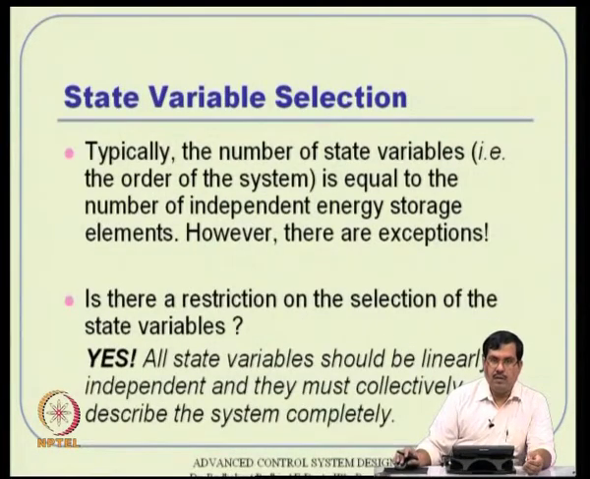Now, how do you select state variables? Typically, the number of state variables, that is, the order of the system, is equal to the number of independent energy storage elements. Okay. That means there are concepts like which of the elements can store energy and which of the elements are passive elements that cannot store energy. You can study more details of that in the textbooks. But the unfortunate thing is there are exceptions. That means this need not be a necessary condition basically. It can simply give you a hint. If you have that many energy storing elements, then that many states are there actually. Okay.